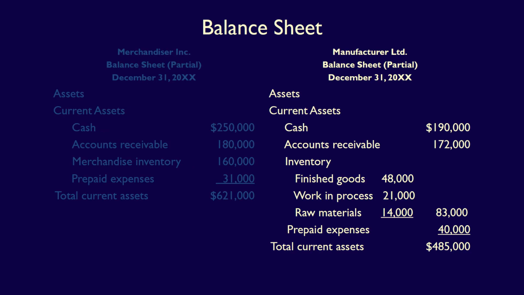The balance sheet of a manufacturer also starts with the title, Manufacturer Limited Balance Sheet Partial December 31st, 20XX. You can see the same headings, Assets, and subheading, Current Assets. The listing of the current assets also starts the same, Cash and Accounts Receivable. But there is a subheading called Inventory. Under that subheading are listed three inventory accounts, Finished goods inventory, work in process inventory, and raw materials inventory. These are subtotaled before completing the listing of the current assets with the same prepaid expenses.